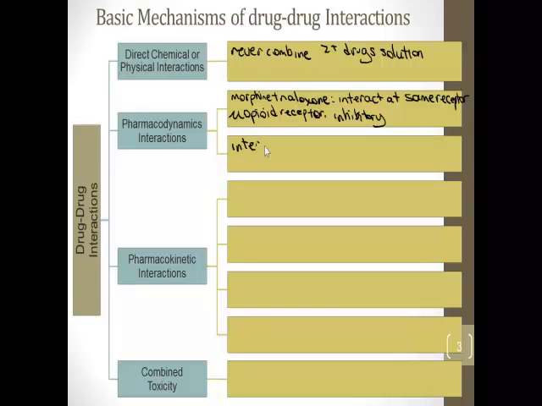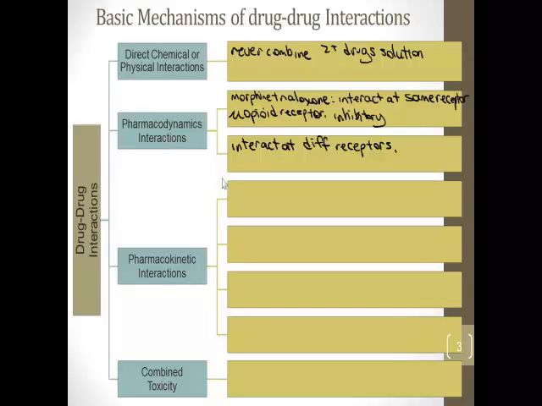The other thing that can happen in terms of pharmacodynamics is that drugs can interact at different receptors. I won't give you an example of that, but say you have two different drugs that act on different receptors, and they interact and either enhance or decrease the pharmacological effects.